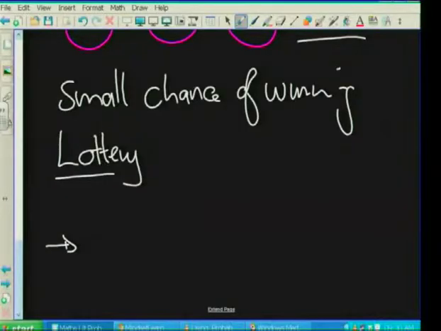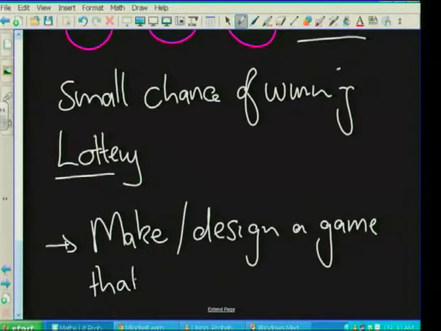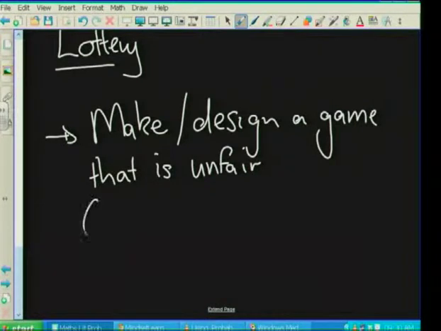Now, in terms of the unfair play assignment that is suggested in the CAPS document, what is suggested is that learners make or design a game that is unfair. They could use coins, or they could use dice.